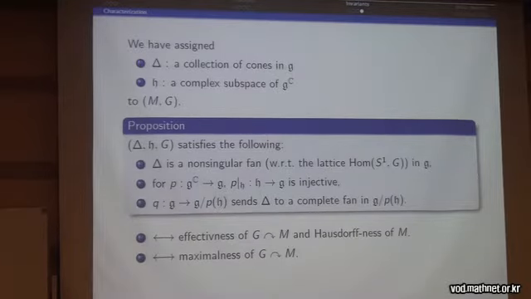And the second condition follows from the maximalness of the action. And the third condition follows from the compactness and Hausdorffness of the quotient space of M over G. So anyway, the triple coming from M and G is controlled by this proposition.